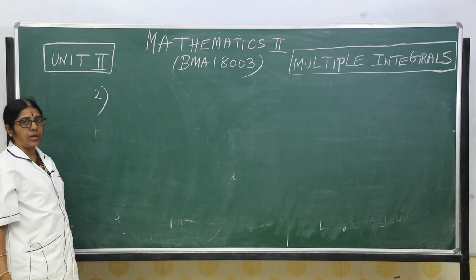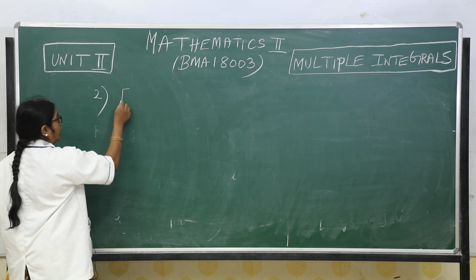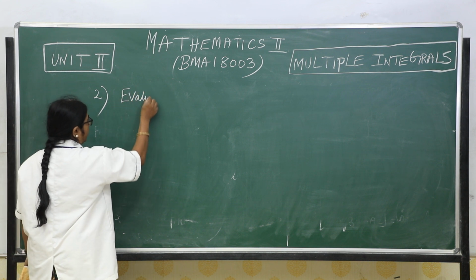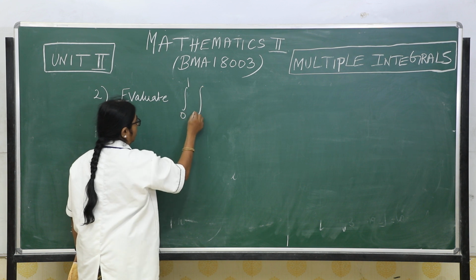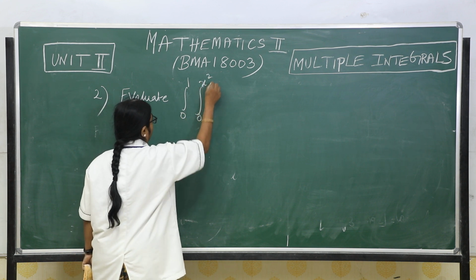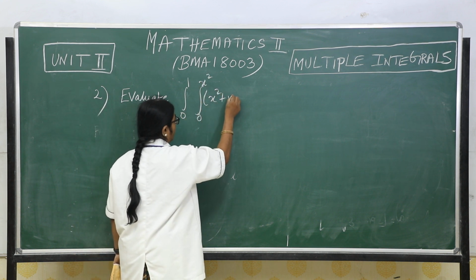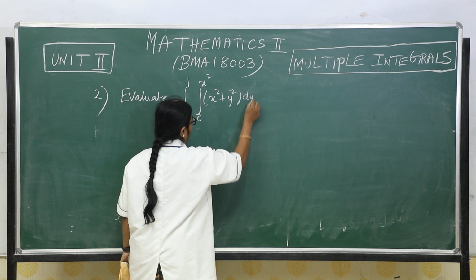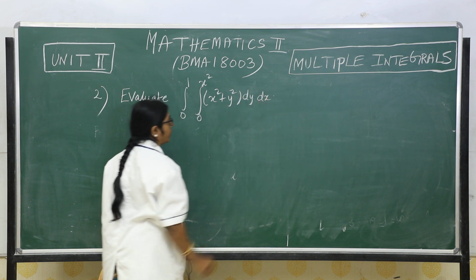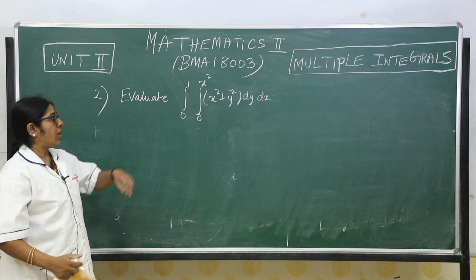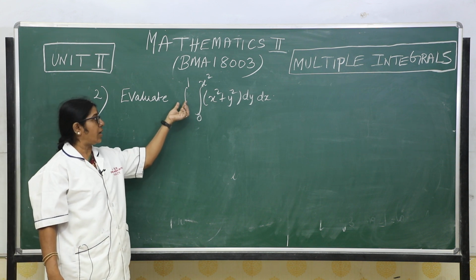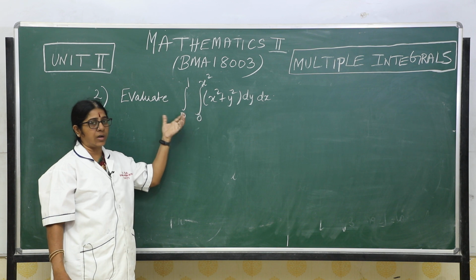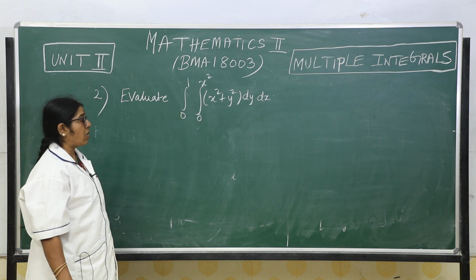Now we will be doing: evaluate the multiple integral from 0 to 1, 0 to x squared plus y squared dy dx. Earlier, both the inner integral and the outer integral were constants.